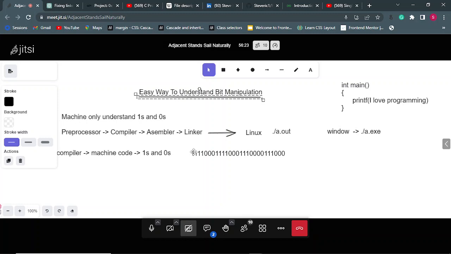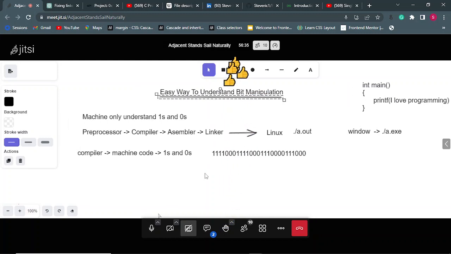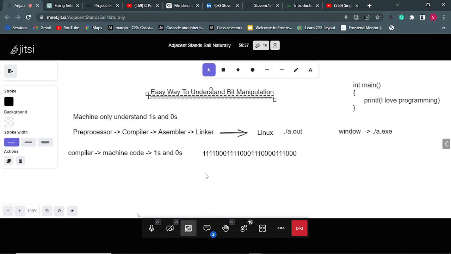Please, do we understand what I'm trying to explain? Please, do you understand this? Yeah, I've been following. Yes. Awesome. Now, this is just an overview of the reason behind bit manipulation, and an overview of what our machine understands.